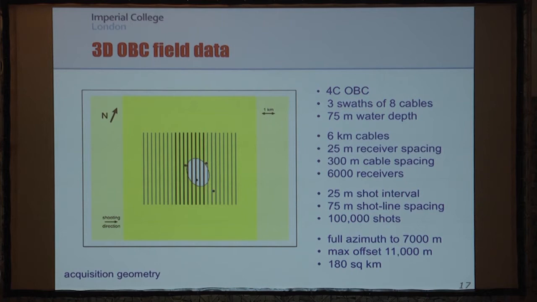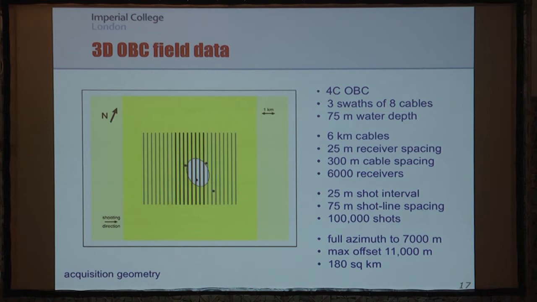above the oil reservoir. A few numbers: we're in shallow water, only 75 meters of water. We have about 100,000 shots and about 6,000 receivers, and the whole survey measures about 15 kilometers by about 13 kilometers, something of that sort. So that's a relatively small survey, relatively small field, something that it's possible to handle on a fairly large university computer.